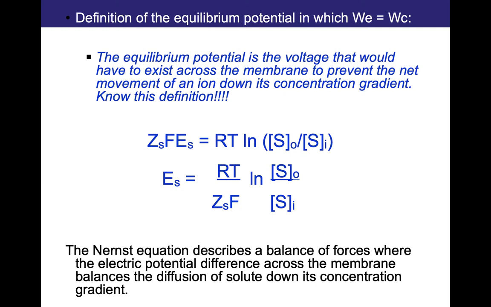establishes these gradients is because for every turn of the pump, it removes 3 sodium out of the cell, and it brings in 2 potassium into the cell. So you can see how that establishes the concentration gradient. Just want to make sure, I didn't really elaborate on that before.